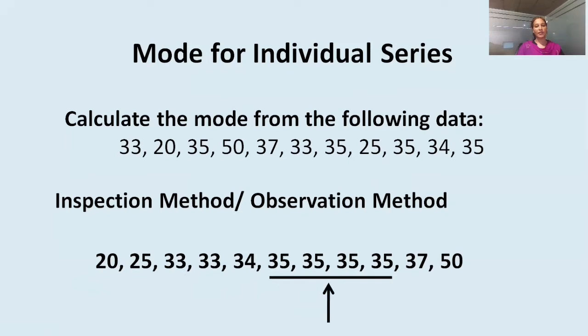So that is why we can say that 35 is the mode, because according to the definition of mode, mode is a value which is most occurring in a particular series. So this way, for this particular series, the mode value is 35.